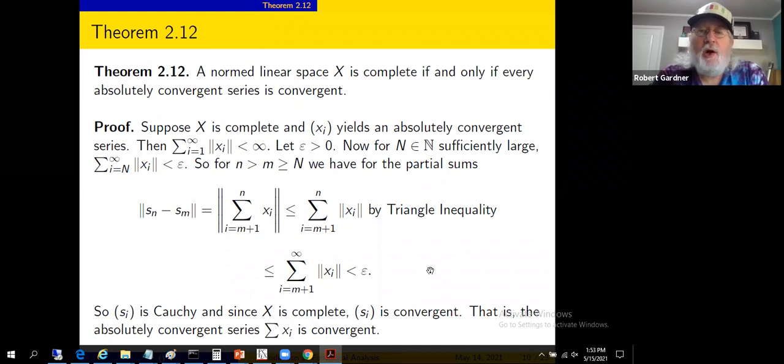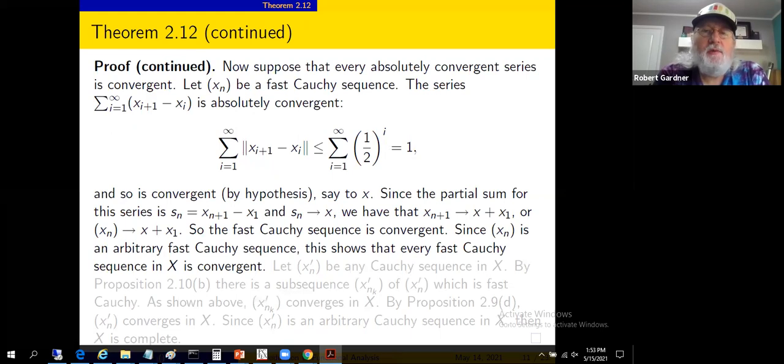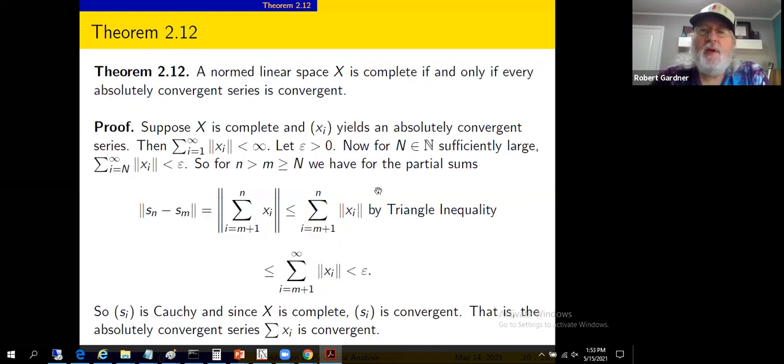This result you show in senior level analysis, and possibly even calculus too: absolutely convergent series of real numbers are convergent. Yeah, because the real numbers are complete. The converse would be, whoops, let me go back. The converse would be: if every absolutely convergent series is convergent in a normed linear space, then the normed linear space is complete. So we'll hypothesize every absolutely convergent series is convergent, and we'll try to show completeness.